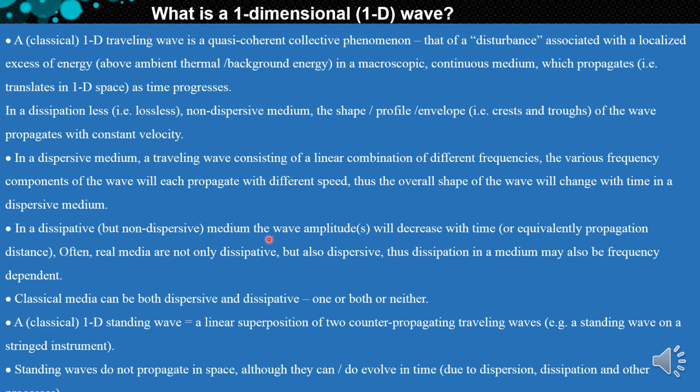In a dissipative medium, the wave amplitude will decrease with time. Often real media are not only dissipative but also dispersive. Thus, dissipation in a medium may also be frequency dependent. Classical media can be both dispersive and dissipative, one or both or neither. A classical one-dimensional standing wave is a linear superposition of two counter-propagating traveling waves, such as a standing wave on a string instrument. Standing waves do not propagate in space, although they can evolve in time.